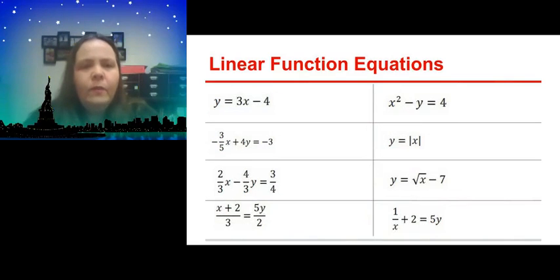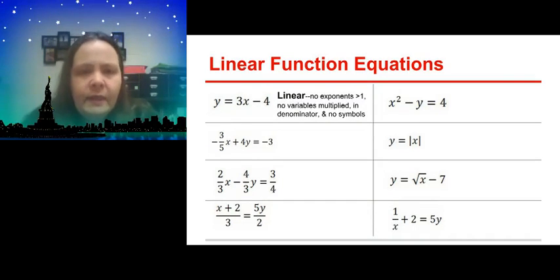All right, let's look at equations. When we look at equations, we need to be considering that list of criteria that we have before. So when we look at the y equals 3x minus 4, we're going to look at the variables. The x and the y are not multiplied together. They have no exponents greater than 1. And we don't have any square roots or absolute values or any other math operators other than add, subtract, multiply, and divide. So this is linear for the reasons we just stated.